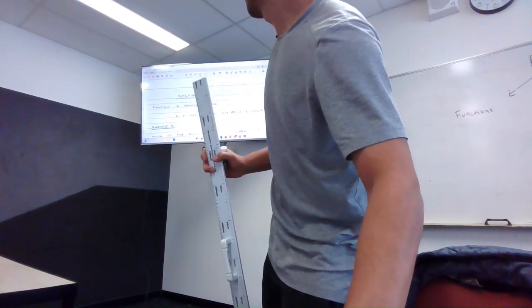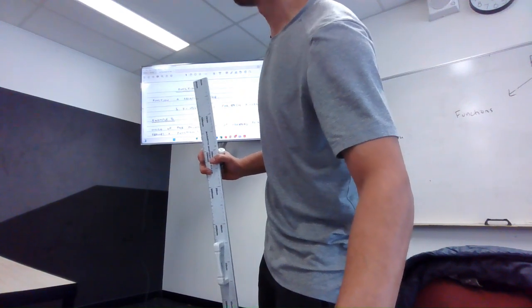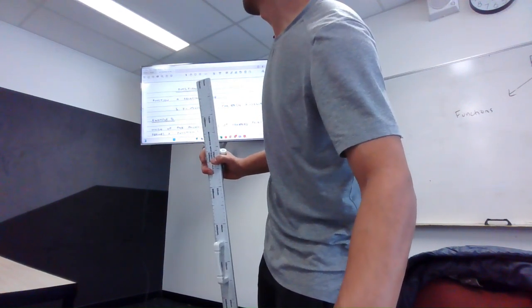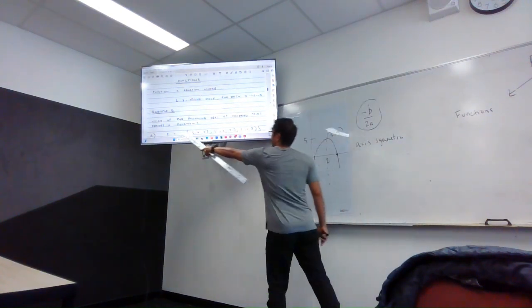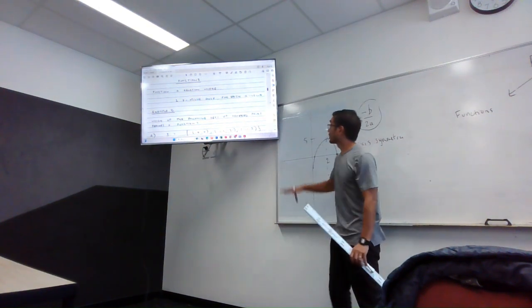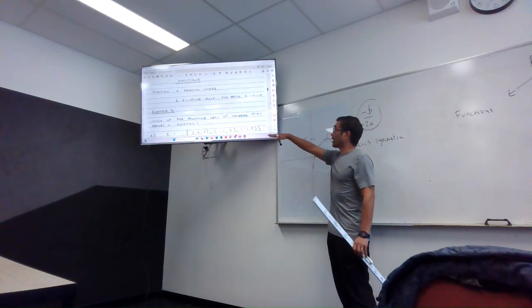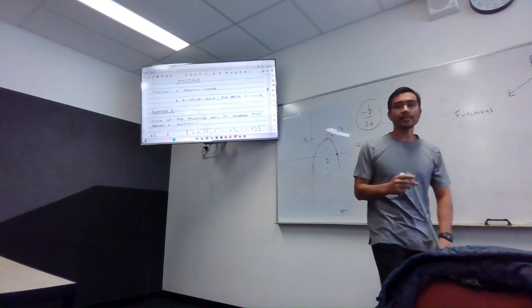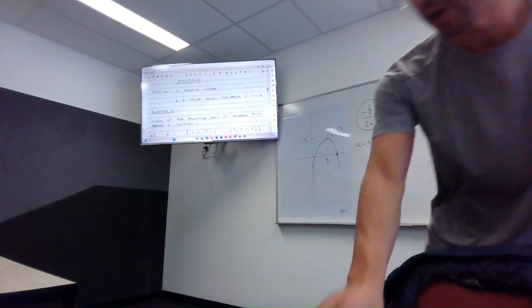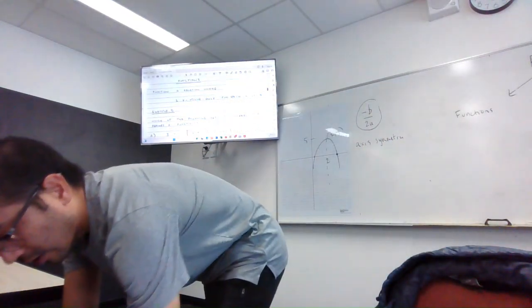Which of the following sets of ordered pairs defines a function? This is a function that we've called S: -4, 0, -2, 3, -1, 5. Is that a function or is that not a function?